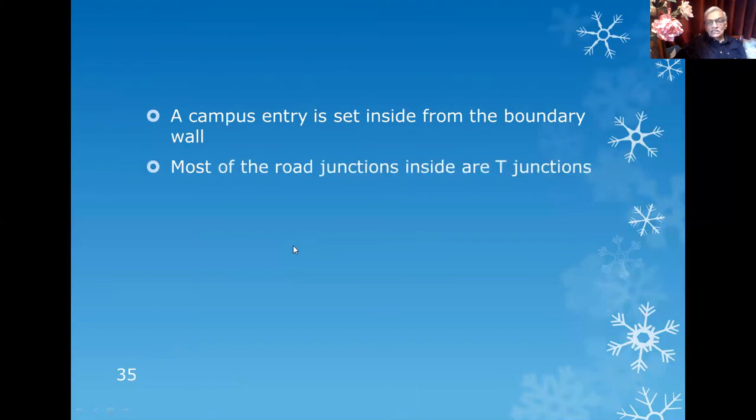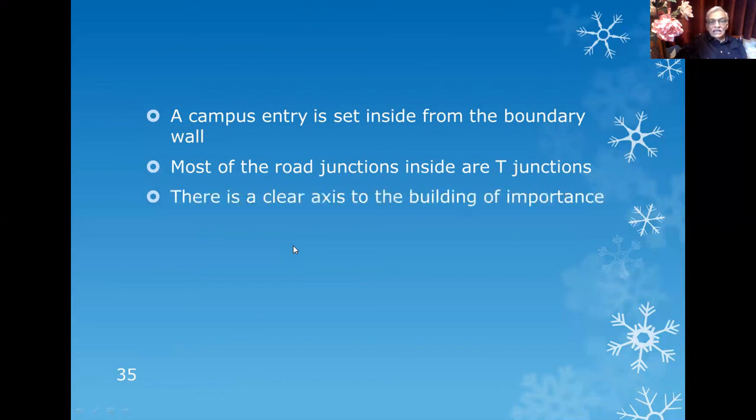Most of the road junctions inside should be T junctions, because campus is a place where there is no heavy traffic like in a city where you have a crossroads and then the signals at the crossroads, sometimes even police at the crossroads. But in campus, there is no such thing. And that's why, for ease of traffic, ease of movement of vehicles, most of the roads are designed as T junctions. There is a clear access to the building of importance. That is also another aspect when you decide the actual road inside.